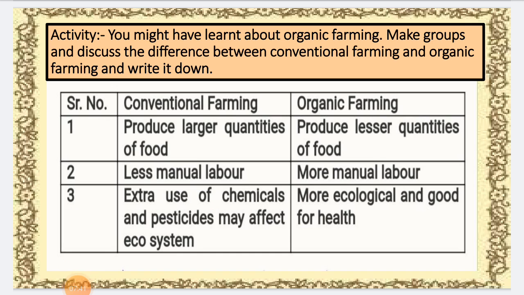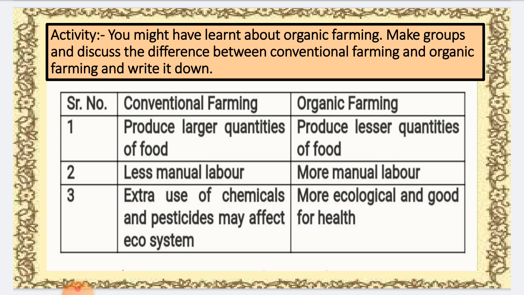Actually, students, here conventional farming, though it is traditional, पण आता सध्या प्रचलित असणारी शेती म्हणून इथे conventional म्हटलेले, and organic by using organic fertilizers only. So the difference in conventional farming: we can see the large quantity of food, production of large quantity of food. उत्पन्न खूप मोठ्या प्रमाणावरती असतं. इकडे अजून त्याची लेस मॅन्युअल लेबर, बऱ्यापैकी शेतीतली कामं जी आहेत ती आधुनिक तंत्रज्ञान वापरून केली जातात. एक्स्ट्रा यूज ऑफ केमिकल्स अँड पेस्टिसाइड्स मे अफेक्ट इकोसिस्टम.